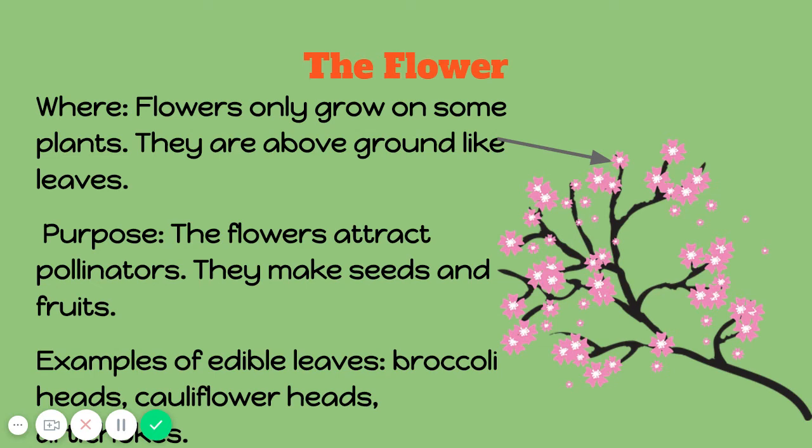Okay, some edible leaves are the heads of the broccoli and the heads of the cauliflower. And I don't think you can see it, but also artichokes. Those are the different kinds of leaves that you can eat.